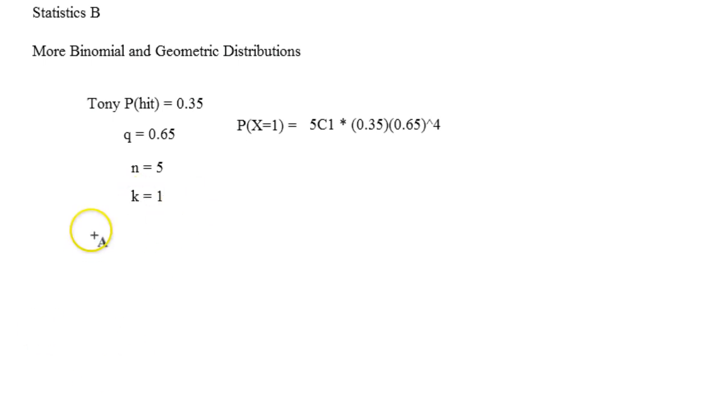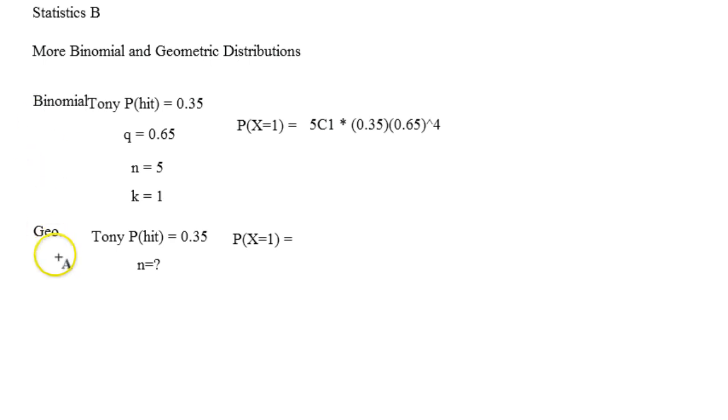Now, if I wanted to say what was the probability of Tony getting a hit in a game, this could go to extra innings. So once again, his batting average is still 0.35. However, we have not specified the number of hits we're working on. So it's the probability of getting at least one hit. And I wanted to say something last time but forgot to say it: this is geometric, so this is geo, and this is bio, or binomial.